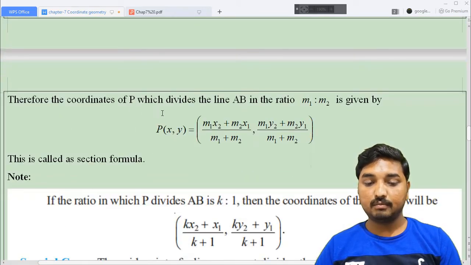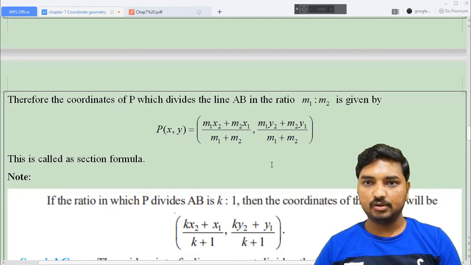I'm going to write the conclusion. Therefore the coordinates of P, which divides the line AB in the ratio m1 is to m2, is given by x comma y. X is what we have obtained, which I have written here, and then comma y is m1 y2 plus m2 y1 divided by m1 plus m2. It is a very important formula. You have to remember this one. This is called the section formula.